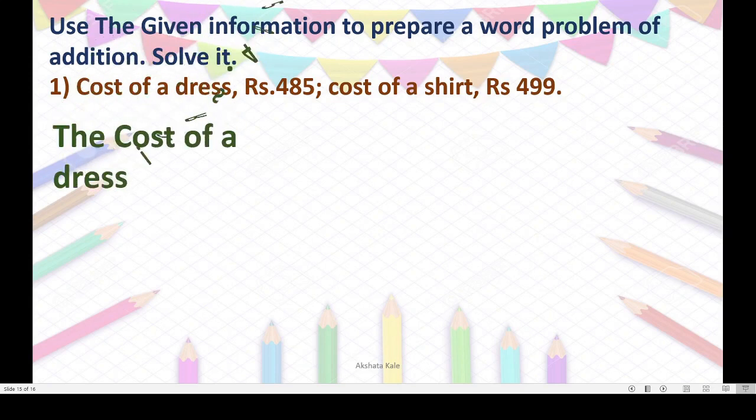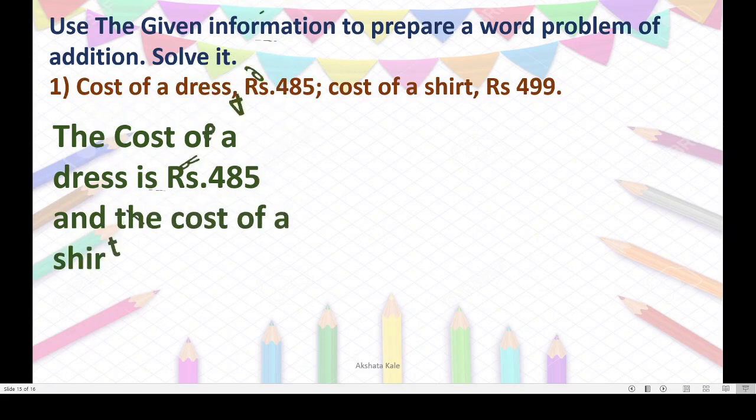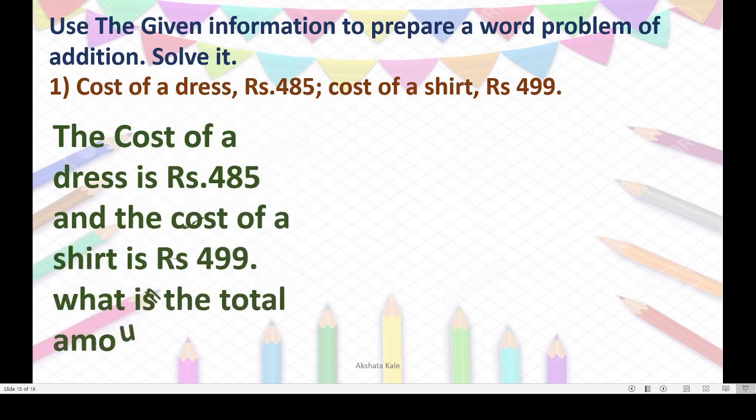See here, the cost of a dress is rupees 485. It is given, right? And the cost of a shirt is rupees 499. It is also given. Now what to find out? What is the total amount? Yes, here total means addition. We have to add these two numbers. Got this? Like this you have to make a simple word problem by using the given information. Now we will solve this.